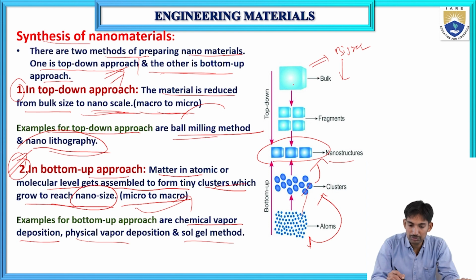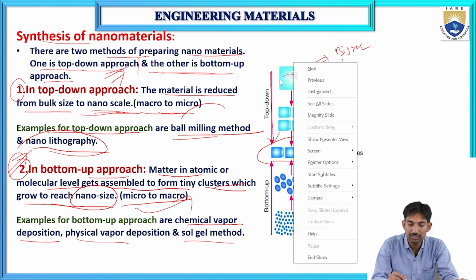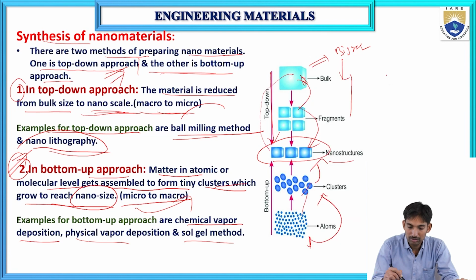See, in the top down approach, this is the bulk molecule. We have to convert it into fragments. Again, we will get the nanostructure. This is the top down approach. Here, the macromolecule is converted into nanoparticles.